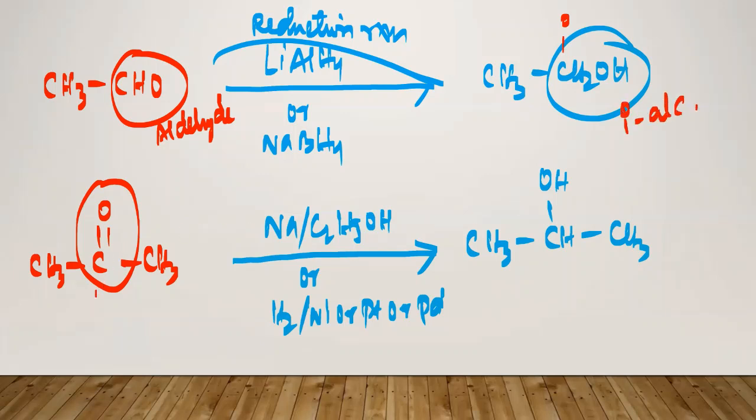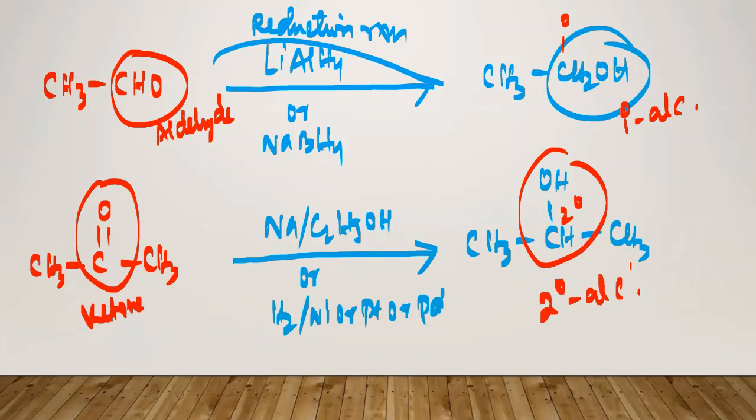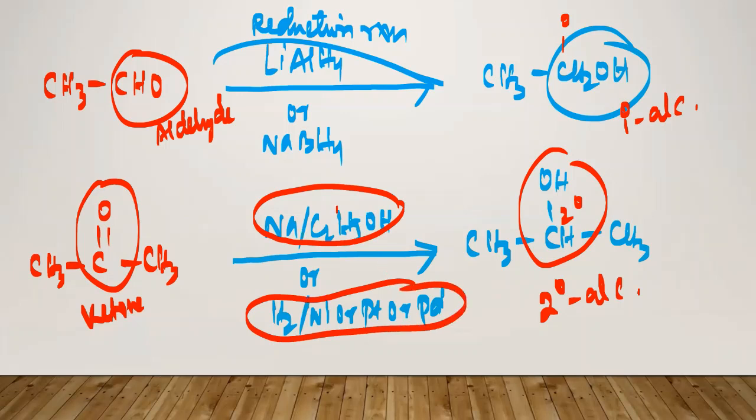But when you look at the ketone, your ketone is converted into, look here, this is a 2 degree carbon, so it's a secondary alcohol. So aldehyde is giving you the primary alcohol and ketone is giving you the secondary alcohol. And these are all your reducing agents. Their work is to reduce the aldehyde and ketones into alcohols. Aldehyde will give you primary alcohol and ketone will give you the secondary alcohol, my dear friends.